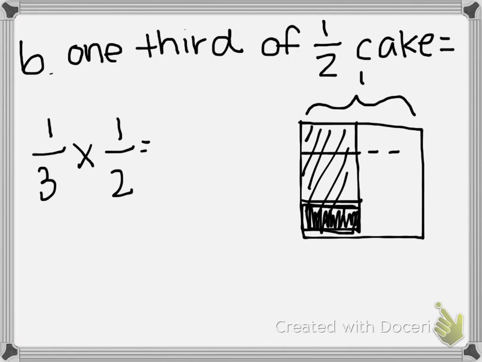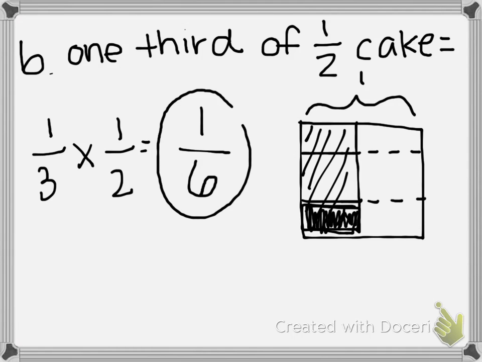If I were to extend these parts of my diagram, I would have 6 parts. And 1 of those 6 parts is what I'm focusing on. So if I look at multiplying straight across, I have 1 times 1, which equals 1, and 3 times 2, which equals 6. So 1/3 times 1/2, or 1/3 of 1/2, equals 1/6.